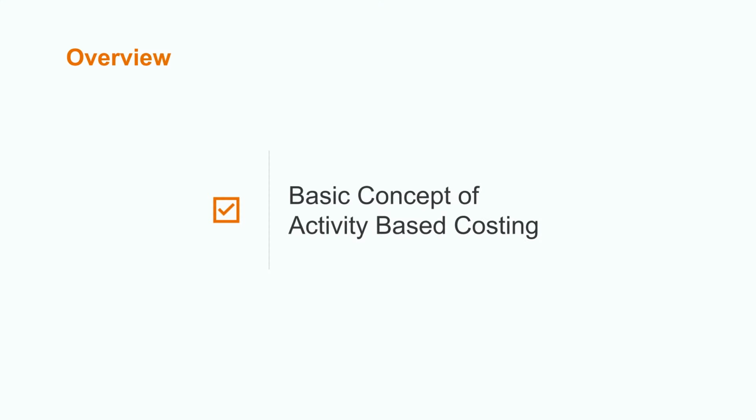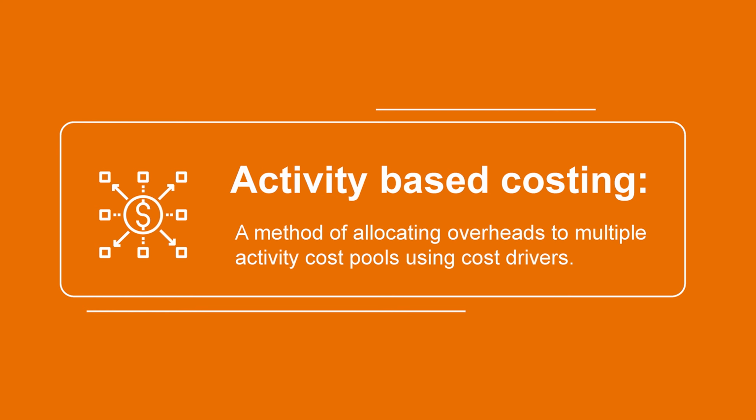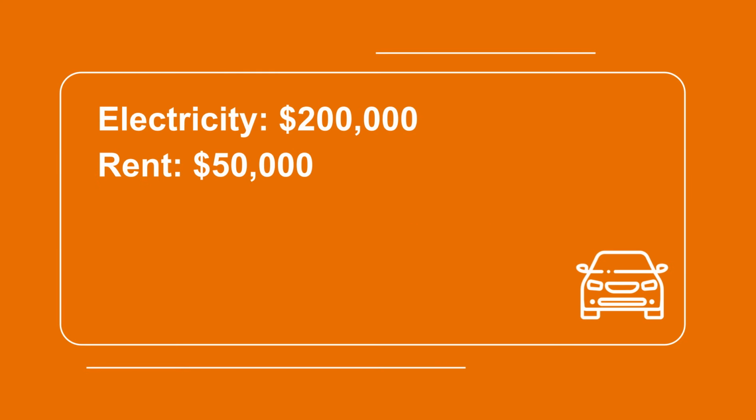This is Reggie Alexander, and we're here to understand activity-based costing. The basic concept of activity-based costing is a method of allocating overheads to multiple activity cost pools using cost drivers. Let me explain with an example.